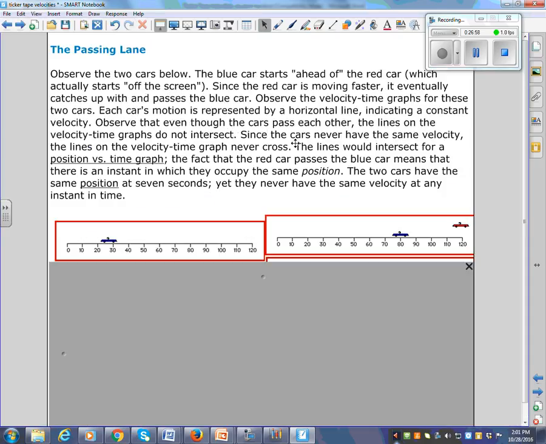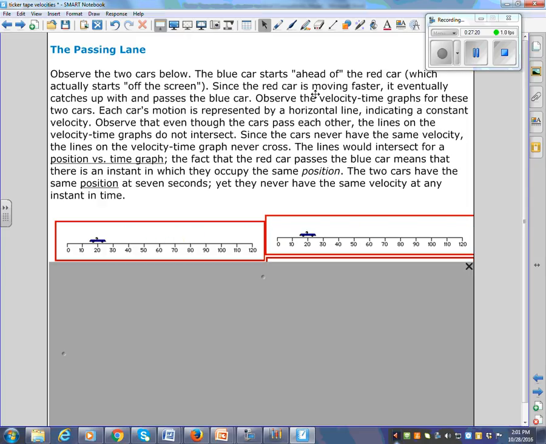Okay, which one is going faster? How can you tell the red one? It goes past it, right? Would you say the blue one starts ahead of the red car? Where does the blue car start? The blue car starts at 20, right? The red car starts like negative something, right? But the red one's definitely going faster.